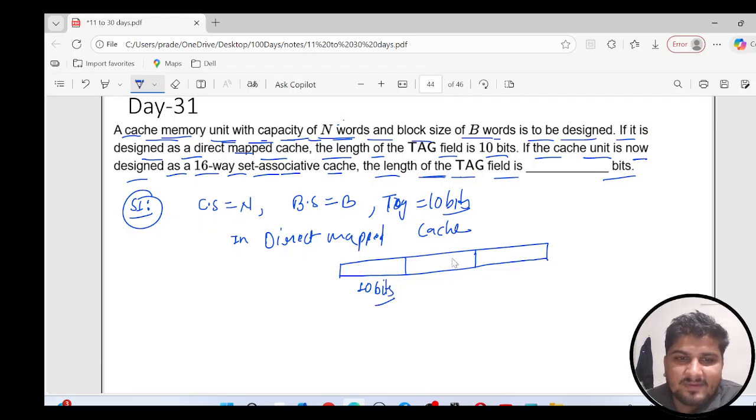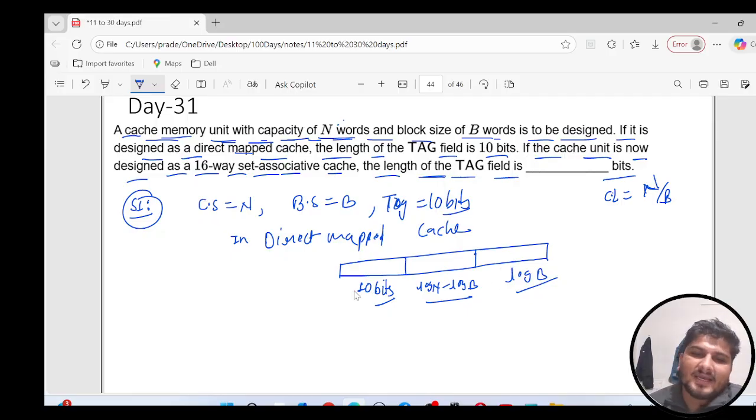Okay, what will be this offset? An n words cache is given, so how many cache lines will be there? Cache lines will be n by b. So what will be this field? This will be log n minus log b. Now what will this be? This will be log b.